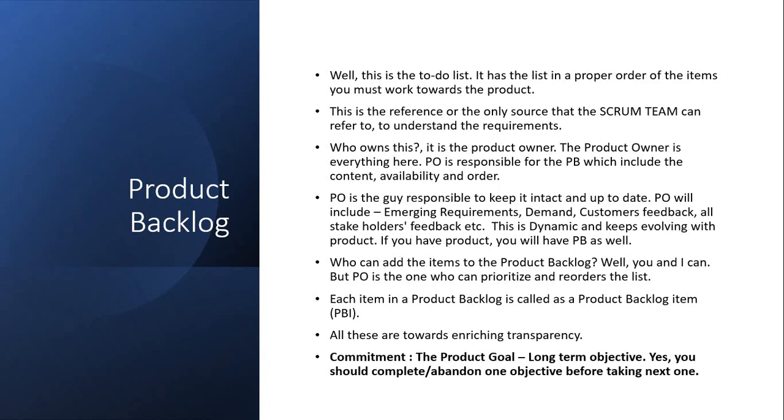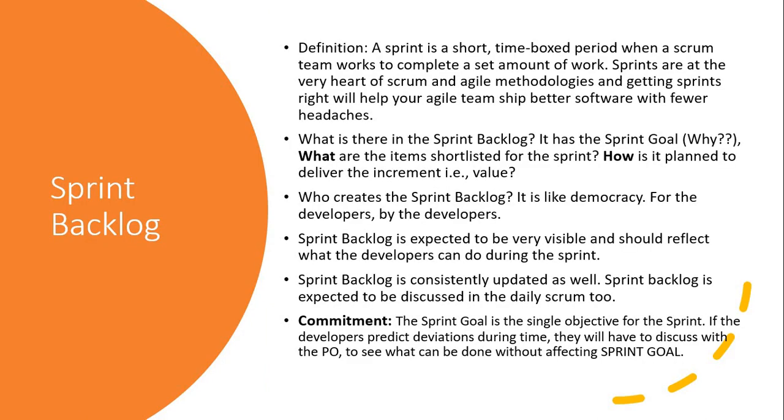So this is a to-do list. Remember it. This to-do list is the reference mark for the Scrum team. The product owner is the owner for it. He can update it, reorder it, arrange it. You can give suggestions for the same, but the owner is the PO. Each item in the product backlog is named as product backlog item. Remember all these? All these are done towards enriching transparency.